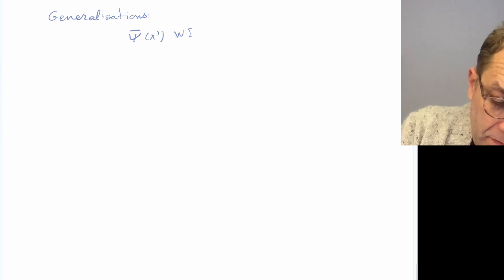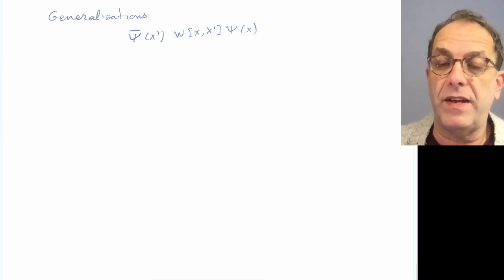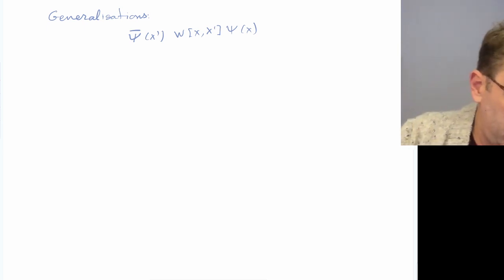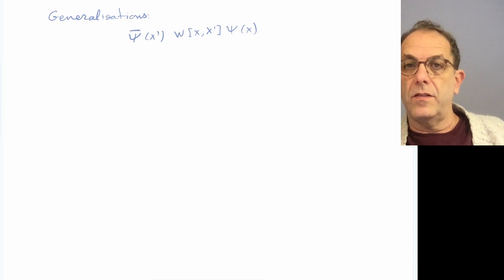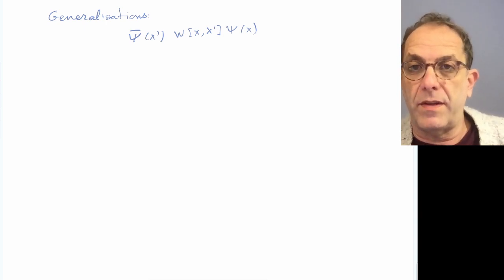There are some generalizations. So if we have fundamental and anti-fundamental fields, we can put them at the two endpoints. So now we have an open Wilson line with a fundamental and anti-fundamental field, and this is gauge invariant.